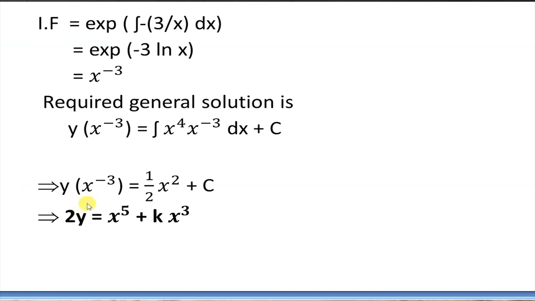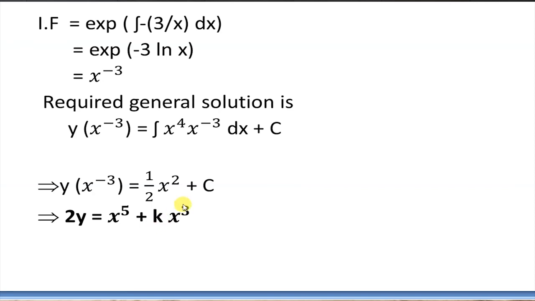Simplify this differential equation. This is nothing but y divided by x cube is equal to x square by 2 plus c. So multiply throughout by 2x cube, that is the denominator. Here we have 2 in the left hand side, we have x cube in the denominator. So multiply throughout by 2x cube, we get here x cube goes off, we get 2y is equal to, here 2 we can cancel, x square into x cube, that is x power 5, plus here c, multiplied by 2x cube, we get 2cx cube.